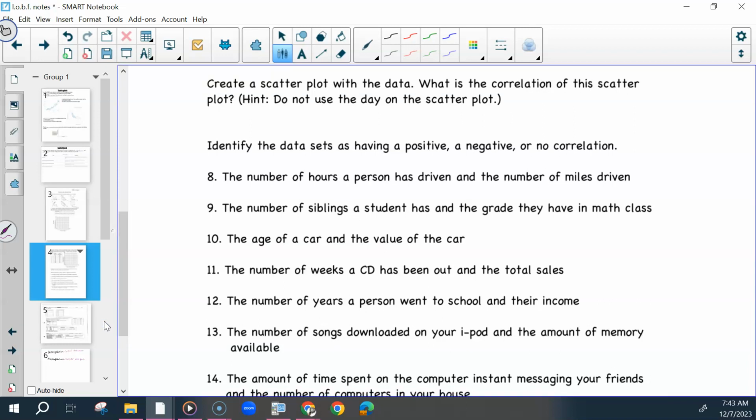So we have to think about these data sets as having a positive, negative, or no correlation to each other. Do they both increase together? Does one increase as one decreases? Or do they have no relationship to each other? The number of hours a person has driven and the number of miles driven. Would that be positive, negative, or no correlation? Positive, because the more hours you drive, the more miles you have driven.